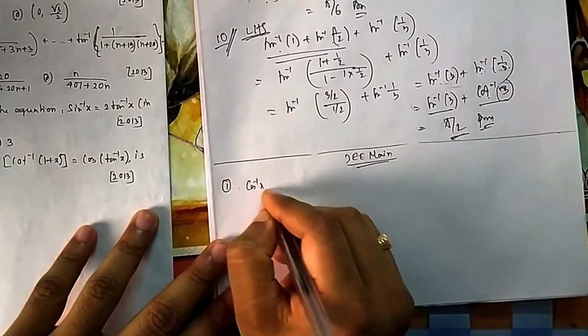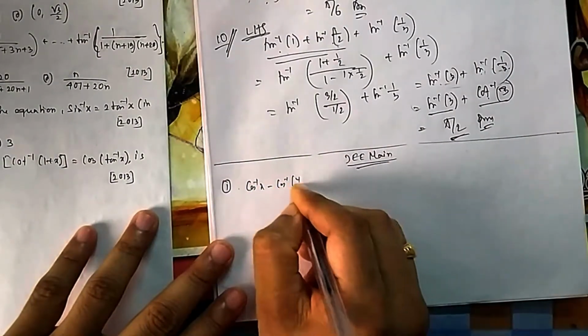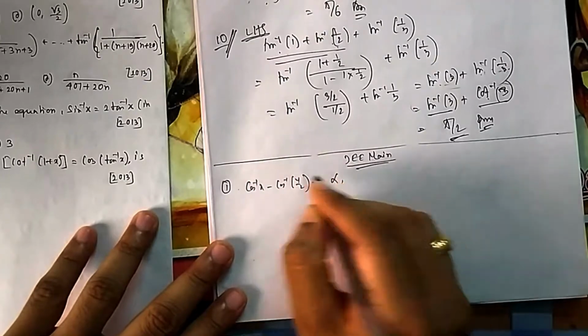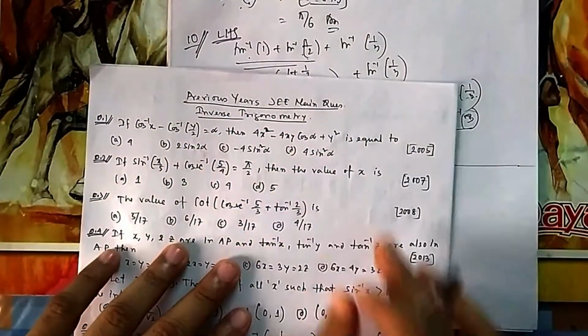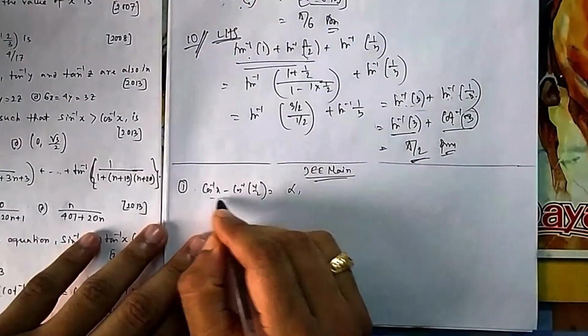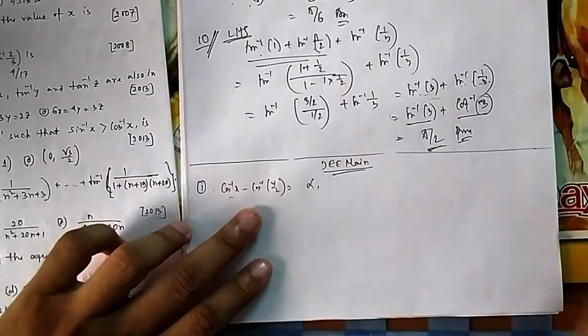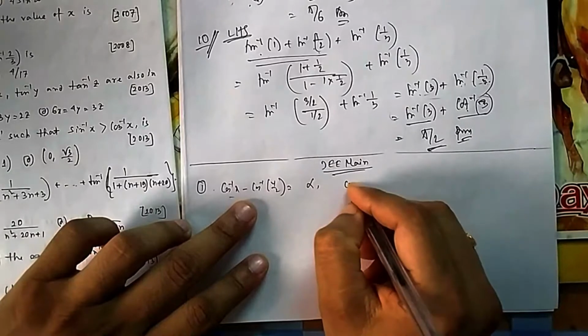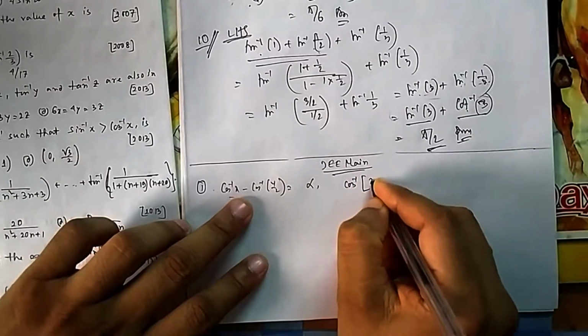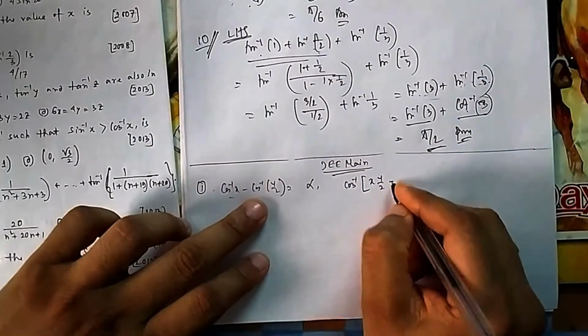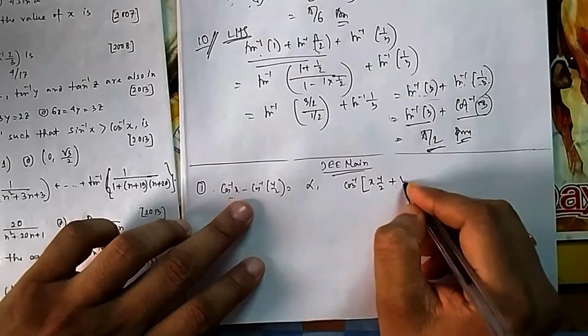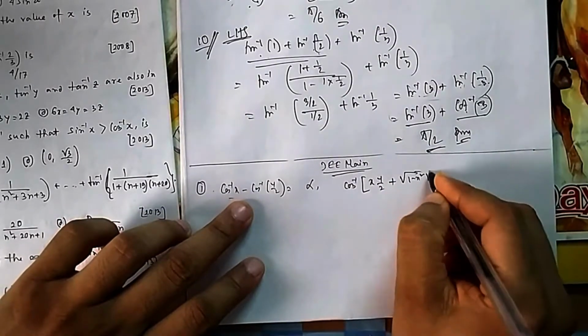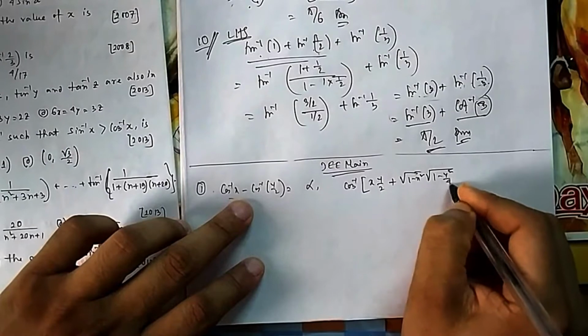cos inverse x minus cos inverse y by 2 is equal to alpha. Then they have asked you to prove something of this fashion, 4x square minus 4xy, this one. So this one, you can apply cos inverse a minus cos inverse b, that is cos a minus b. What was cos a minus b? cos a cos b plus sin a sin b. So sin a, then sin b. So these were the formulas.